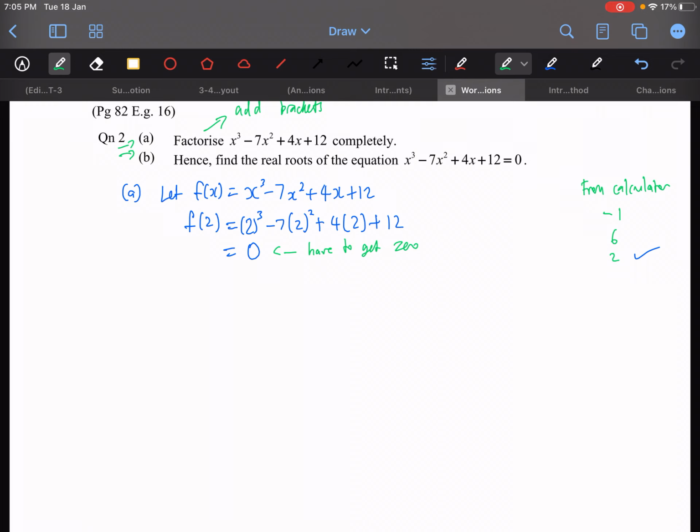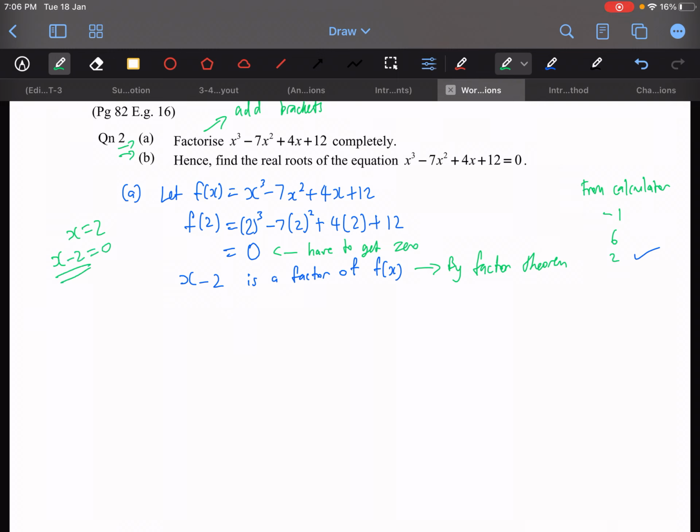Okay, so if you get 0, actually by the factor theorem, it means that x minus 2 is a factor of f(x). Okay, so this is by your factor theorem. Another way you can remember it is, because your special number is x equals 2, I want to make the right side 0, so it becomes x minus 2 equals 0. So this is going to be the factor.